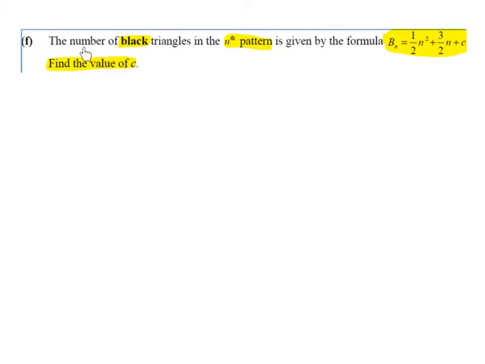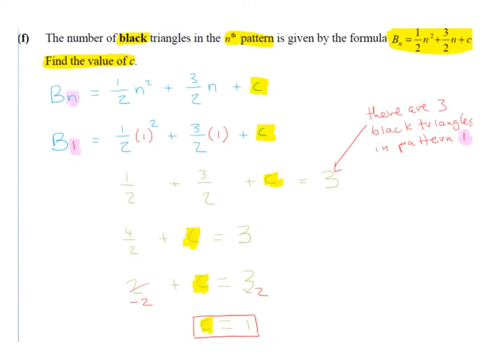Part F. The number of black triangles in the nth pattern is given by the formula Bn equals a half n squared plus 3 over 2n plus c. Find the value of c. So we have to find what this number represents. This c here, what does that actually represent? So we're given Bn equal to a half n squared plus 3 over 2n plus c. So this is the nth pattern, or the formula for the number of black triangles.